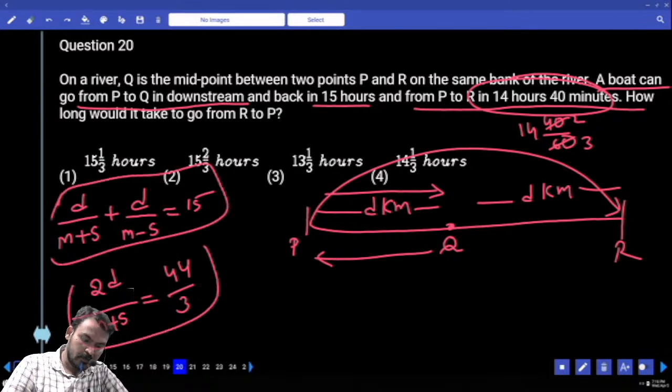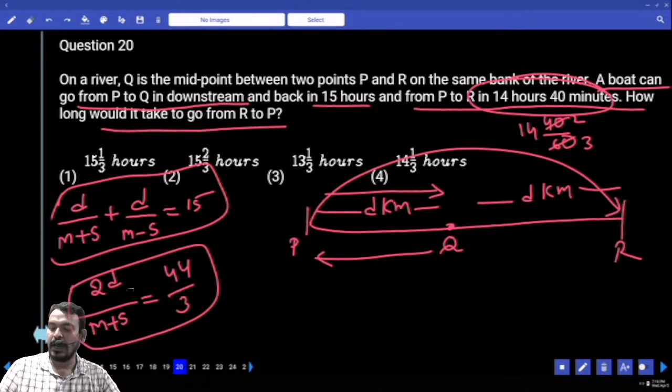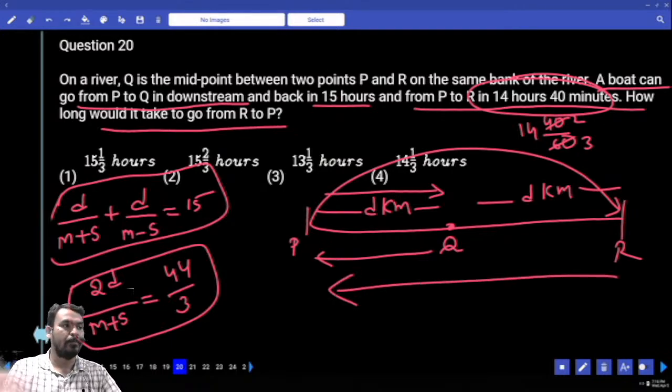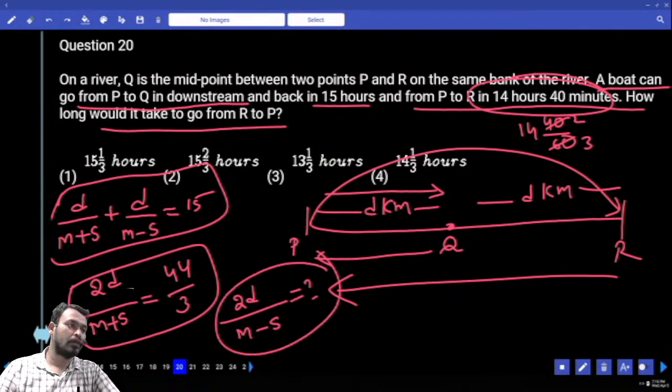What is the question here? How long would it take to go from R to P? R to P is upstream or downstream? R to P is upstream. In upstream, how much distance is covered? 2D by m minus s equals how much time? That is the question. Okay.